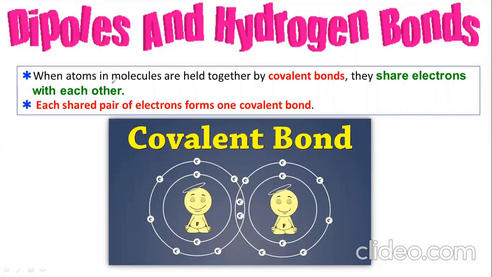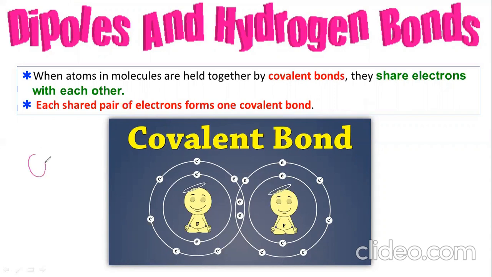When atoms and molecules are held together by covalent bonds, they share electrons with each other. When two elements share electrons with each other to make the last shell complete and to make a stable molecule, that is called what? Covalent bond. Another bond we have, in which a molecule loses an electron, is called ionic bond. In a covalent bond, they are sharing electrons.